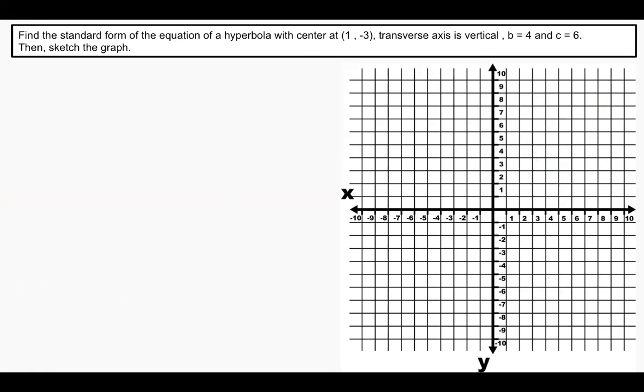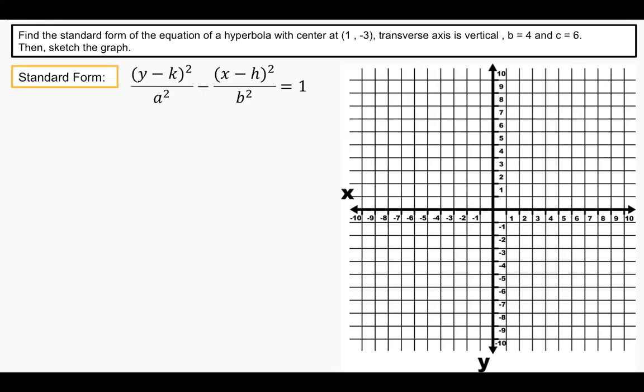For our second problem, we are asked to determine the standard form of the equation of a hyperbola with center at (1, -3). The transverse axis is vertical, b is equal to 4, and c is equal to 6. Then after that, we are asked to sketch the graph. Again, first step, we need to determine the standard form of the equation of the hyperbola. Since the transverse axis is vertical, it means that it lies on the y-axis. Thus, we are guided with this equation.